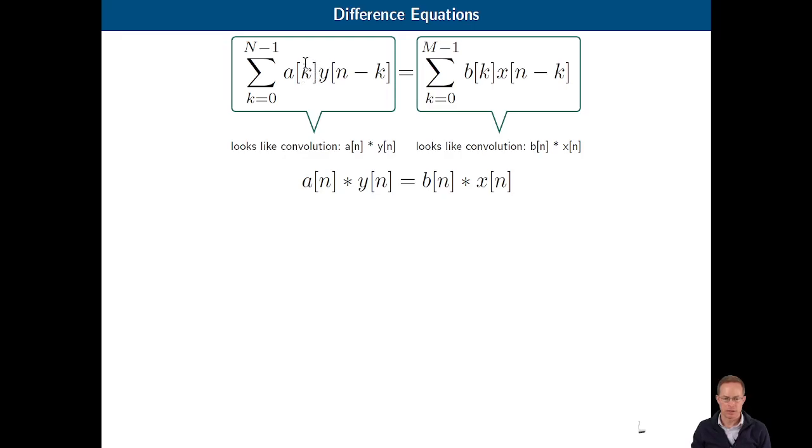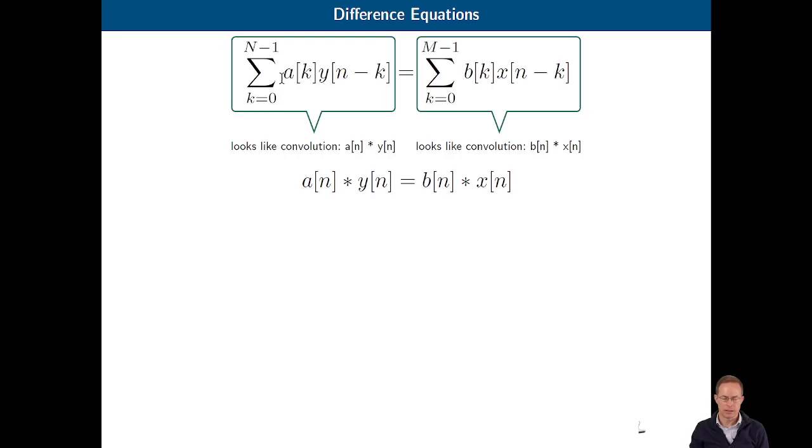So here on the left-hand side we have some coefficients a convolved with the output of the system, which is denoted y. And on the right-hand side, we have some coefficients b convolved with x, which is the input to the system. If you ever forget what a difference equation looks like, just think of convolution and write the output convolved with some sequence a and the input convolved with the sequence b. Set those equal to each other and you have a difference equation.